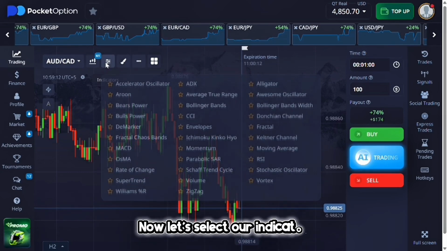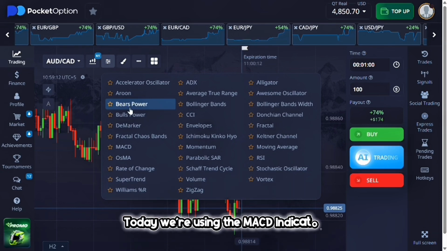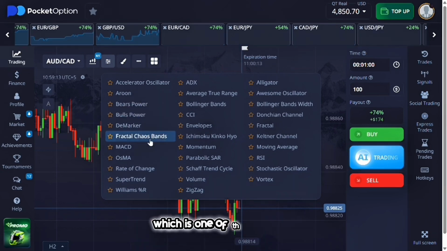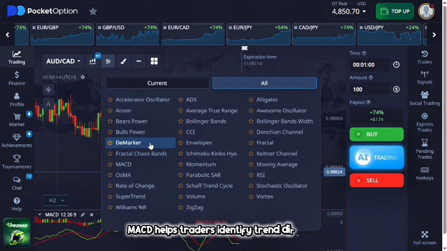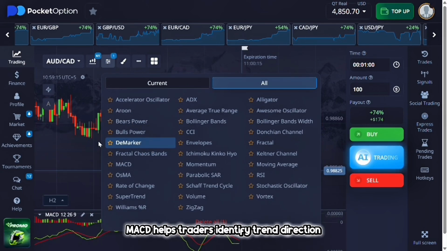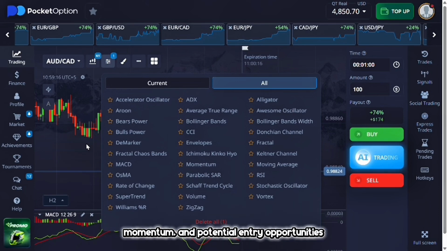Now let's select our indicator. Today we're using the MACD indicator, which is one of the most popular indicators among traders. MACD helps traders identify trend direction, momentum, and potential entry opportunities.